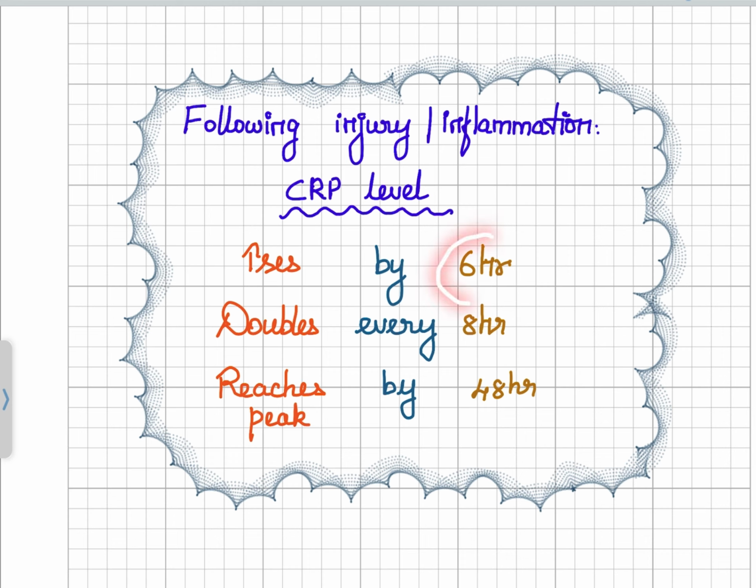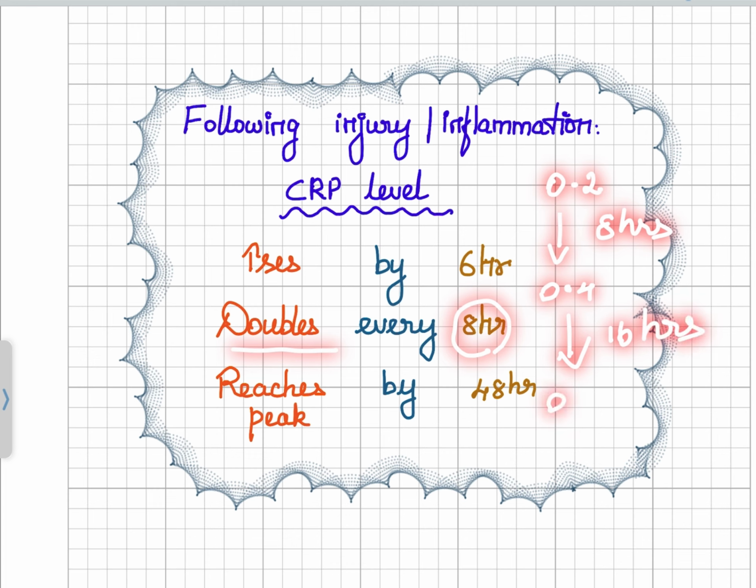At the first sixth hour, okay, inflammation is caused. Within 6 hours, there will be an increase. The normal CRP level is 0.2 milligrams per deciliter. Here I have said that it doubles every 8 hours. It means that after 8 hours, it will be 0.4. After the next 8 hours, which means after 16 hours, it will be 0.8. Like that it doubles, right?